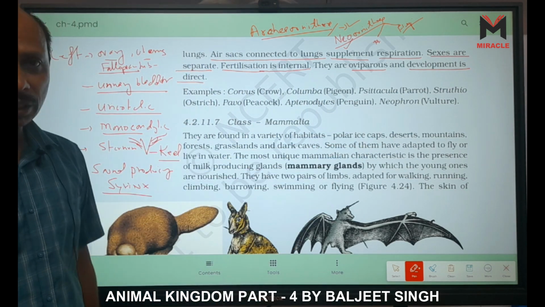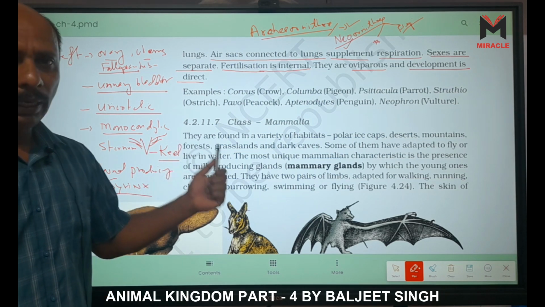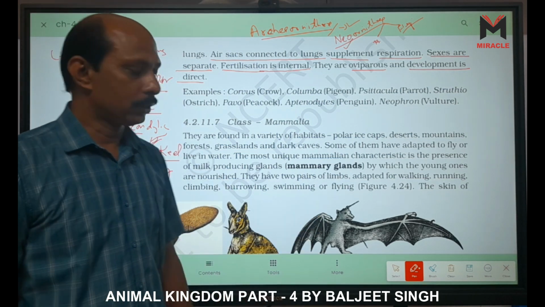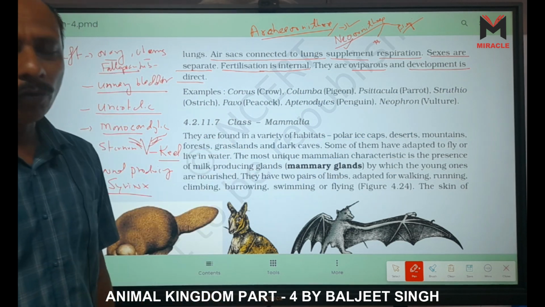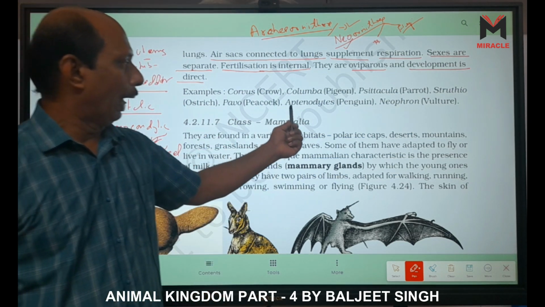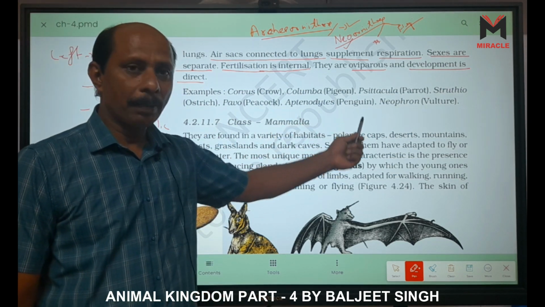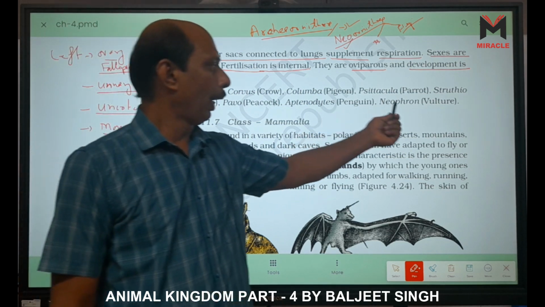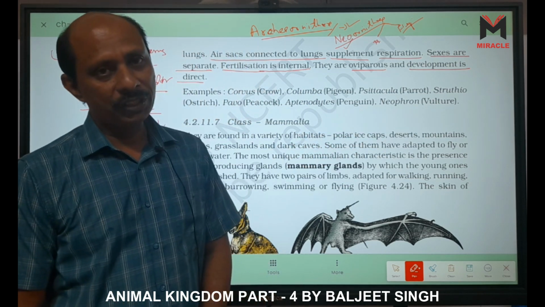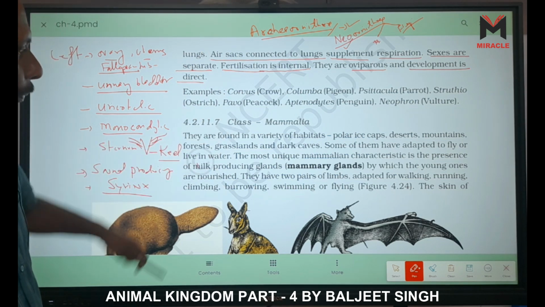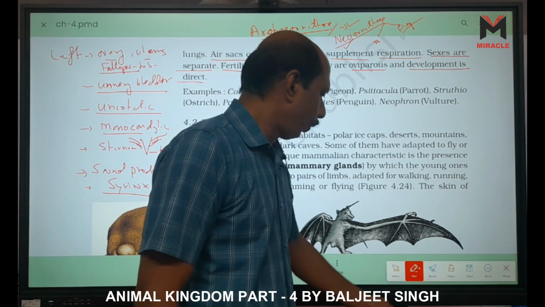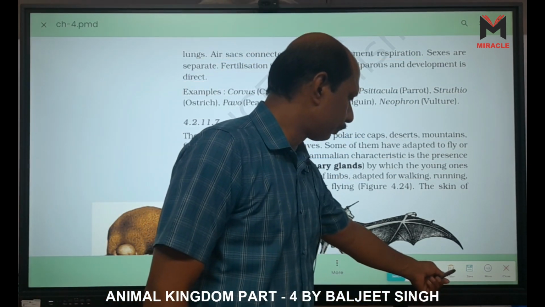Struthio, ostrich. This is the largest bird, and it has the largest egg. It is an ostrich egg, which is unicellular. Another is Pavo, means peacock. Aptenodytes, penguin, and Neophron, vulture. Some examples are given, and you have to read these examples with the scientific names, right?